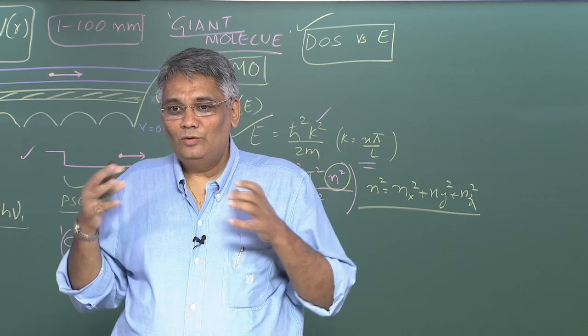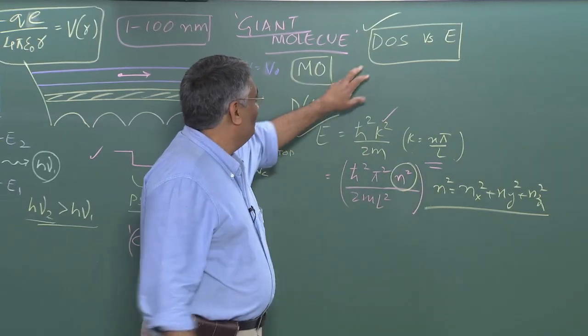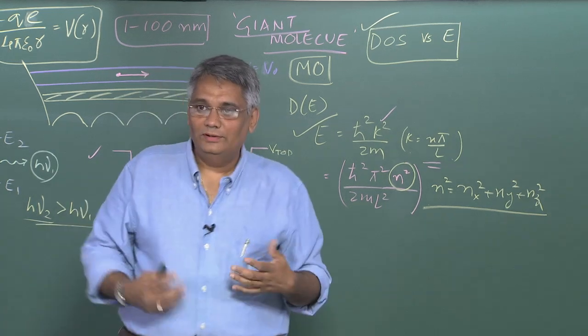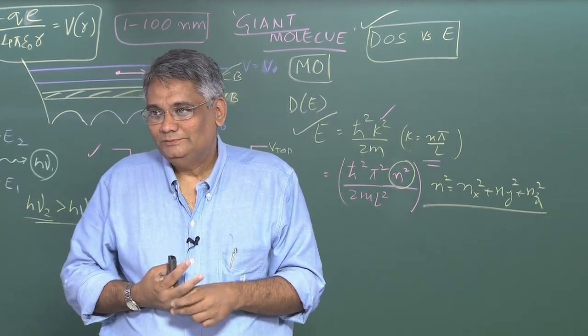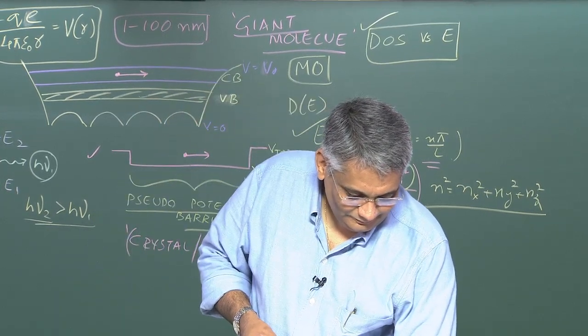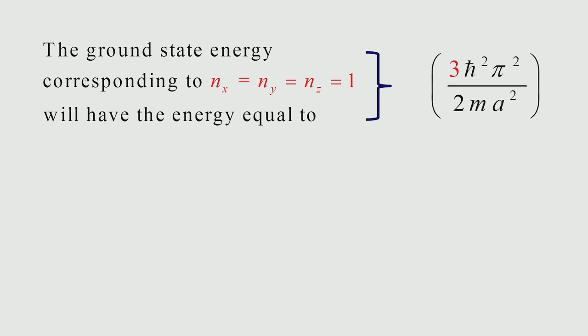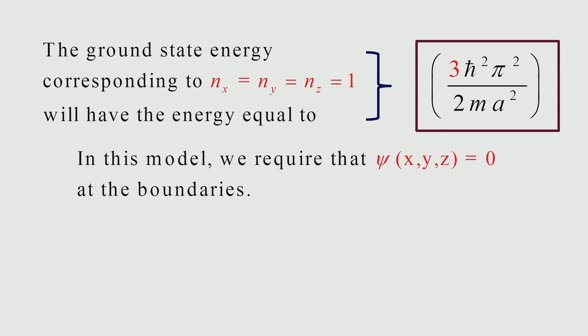Of course, in the case of electrons you need to find out how to evaluate the total number of electrons that can occupy a given state. So how do you do that? The ground state energy corresponding to nx = ny = nz = 1 is simply equal to 3 h cross square pi square by 2 m a square.